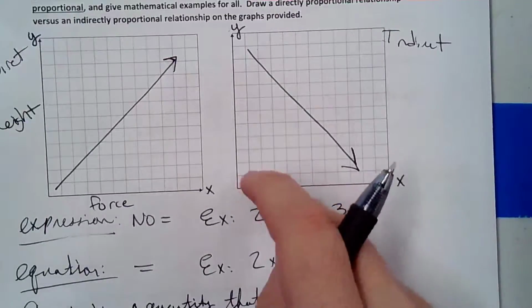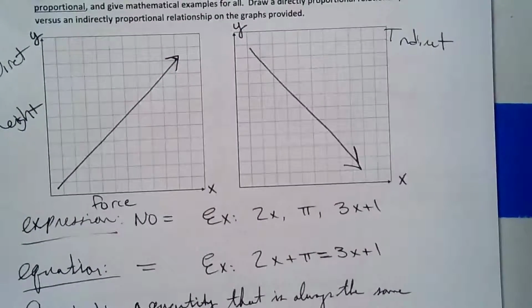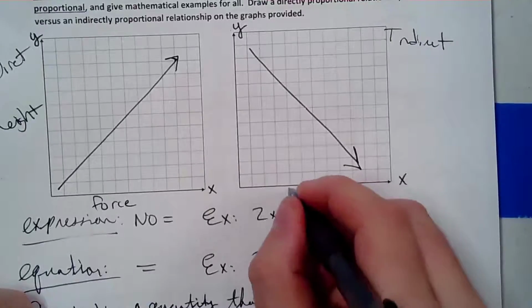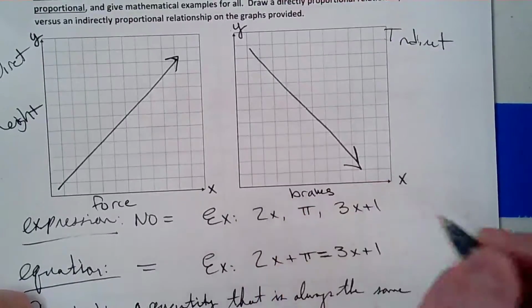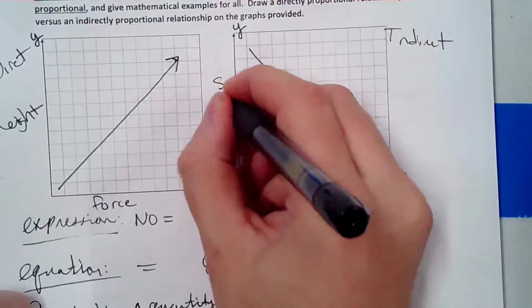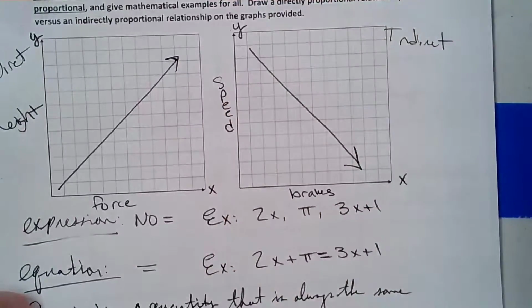What goes up while the other goes down? Brakes. Like as you increase the brake force, the speed goes down. So as we increase the brakes, the speed of the car goes down, right? In theory.